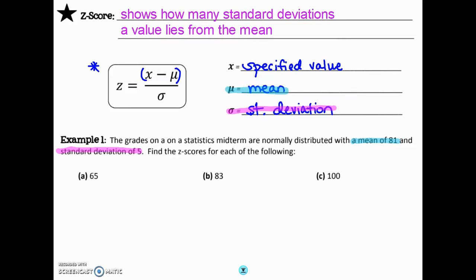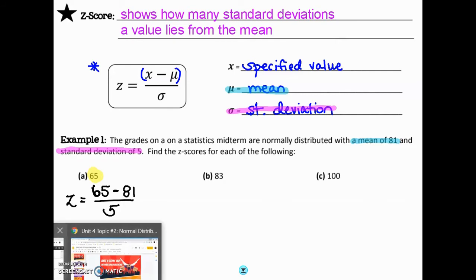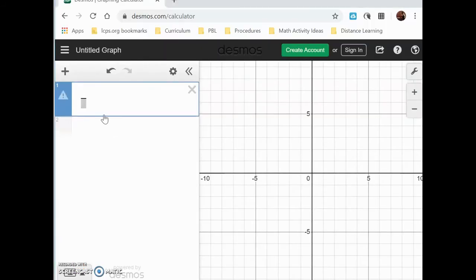Say I got a 65. That's not pretty good, but it's still passing. So a 65, we go ahead and plug it on in. Z equals, well, x is my specific value, which is going to be 65 in this case. That was my score. And then the mean was my 81. And I divide after by my standard deviation of 5. I go ahead and type this into Desmos. So I put the fraction bar in. I had on top 65 minus 81, and I put it over 5. That's going to give me negative 3.2.